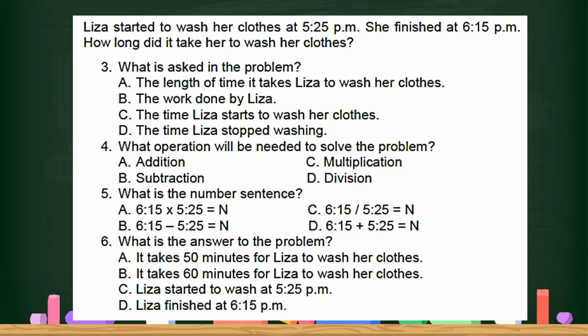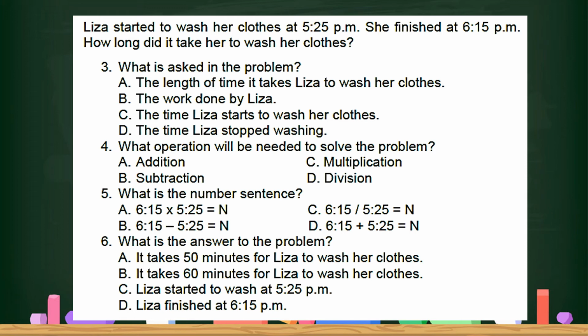A. The length of time it takes Lisa to wash her clothes. Letter B. The work done by Lisa. Letter C. The time Lisa starts to wash her clothes. Letter D. The time Lisa stopped washing.